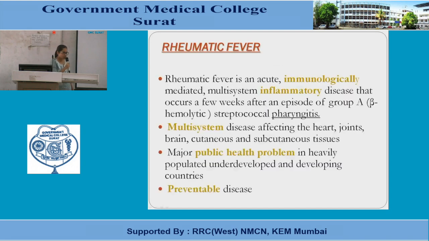So, what is rheumatic fever? Remember the definition. Rheumatic fever is an acute, immunologically mediated, multi-system inflammatory disease that occurs a few weeks after an episode of infection with bacteria, that is group A beta hemolytic streptococci, causing streptococcal pharyngitis. Here, streptococci cause throat infection that involves both tonsil and pharynx. So, tonsillectomy alone will not prevent or make the patient immune against rheumatic fever.